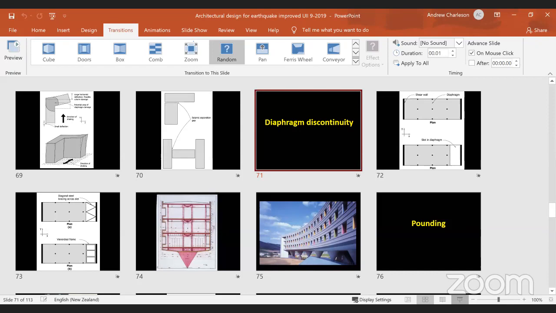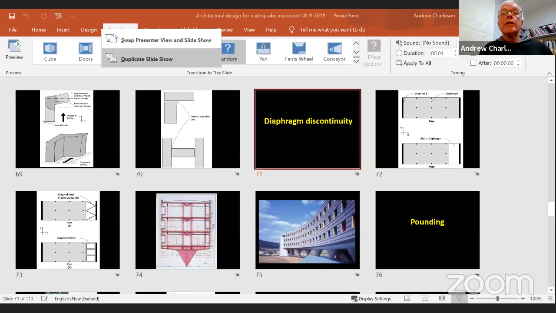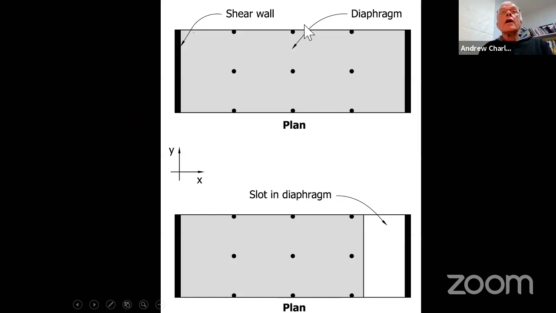Okay, well, I just want to say a few words about diaphragm discontinuities. Here's a well-configured building. This is the floor diaphragm. And once again, we've got, say, two shear walls or two moment frames. These would just be gravity columns and beams. And then say the architect wants to put a slot here. Now that means that it's impossible for the inertia forces in the diaphragm to transfer into the wall or the frame here, because this is a gap. So potentially this is a very dangerous configuration.